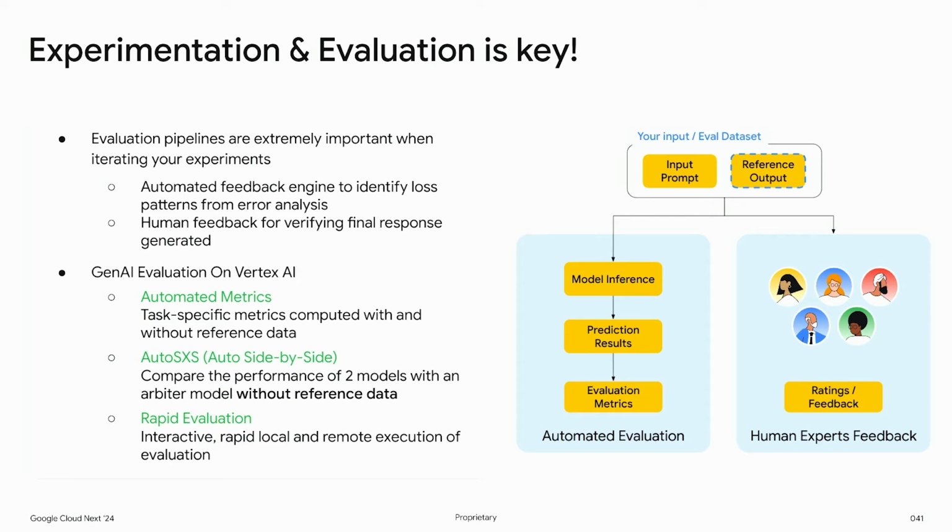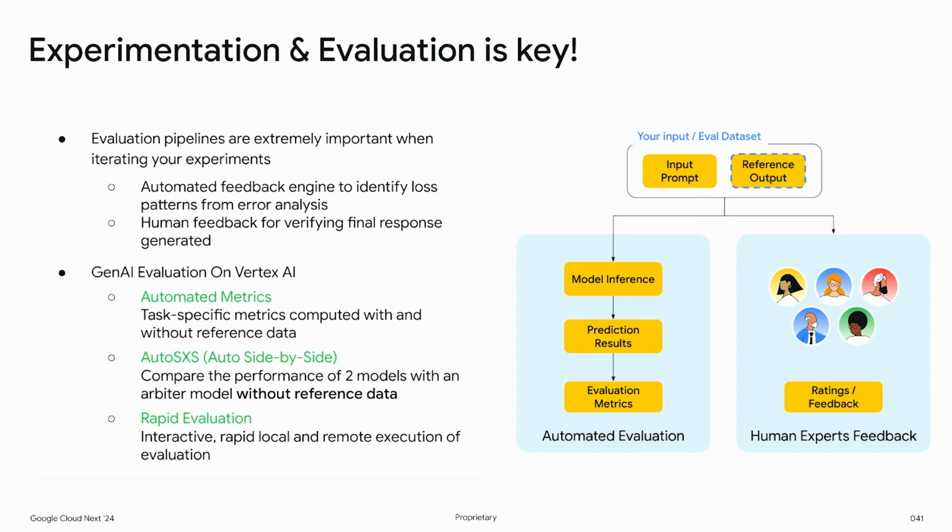So the service offers automated metrics to compute task-based metrics like BLEU or ROUGE scores, or you can use the auto side-by-side pipelines to compare performance of two models using an LLM without any reference data. Also this week, we just launched the Rapid Evaluation SDK for interactive and local execution of your evaluation on a smaller set of examples. Then you can go to the auto side-by-side or any of these pipeline-based metrics for batch use cases. And we had a talk on day 1.